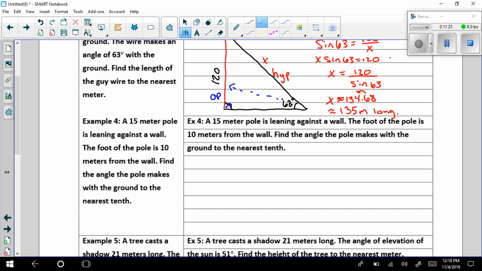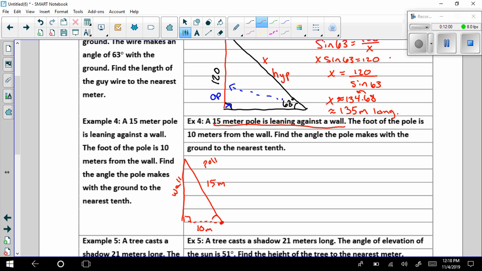Okay, a 15-meter pole is leaning against a wall, so you have your wall, you have your pole. We know the pole is 15 meters. So you can label as you go. This would be the pole, this will be the wall. The foot of the pole, the foot would be down here, is 10 meters from the wall. So if it's 10 meters from the wall, this is 10. It forms a 90 with the wall. Find the angle the pole makes with the ground to the nearest tenth.